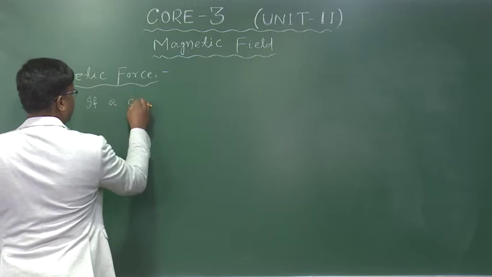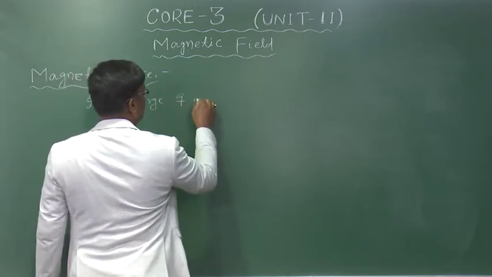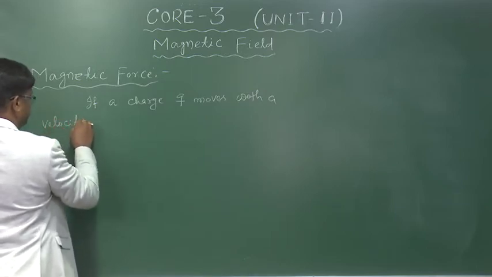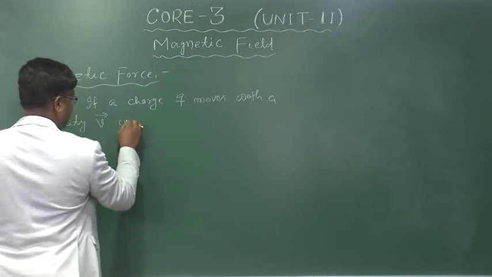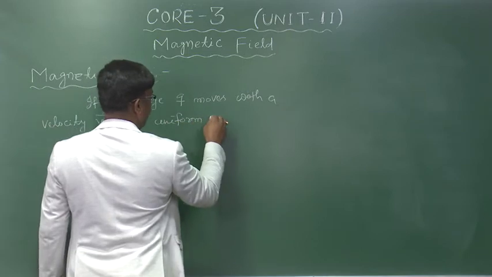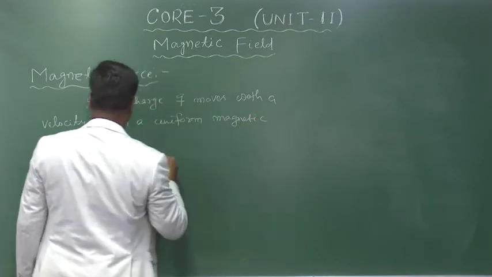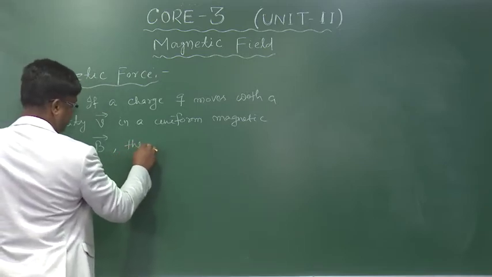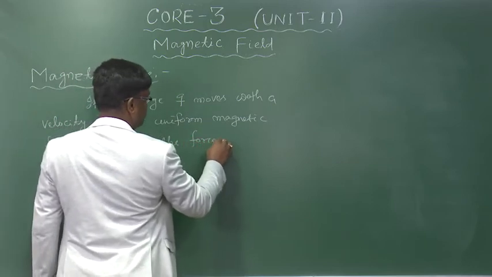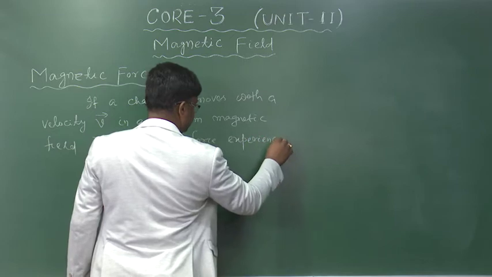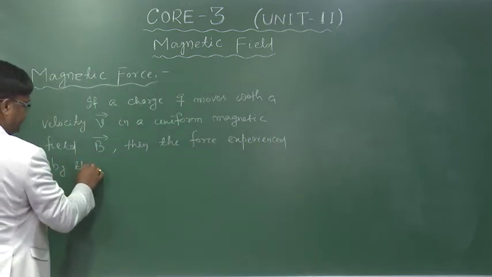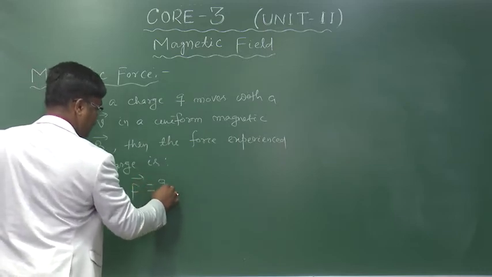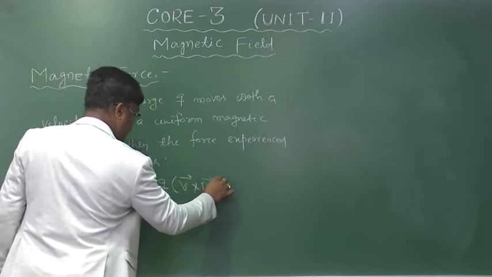if a charge Q moves with a velocity V in a uniform magnetic field B, then the force experienced by the charge is F equal to Q V cross B.